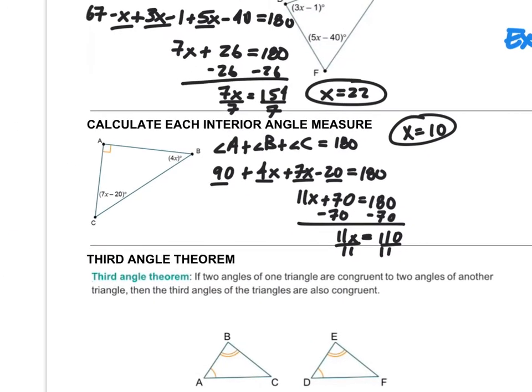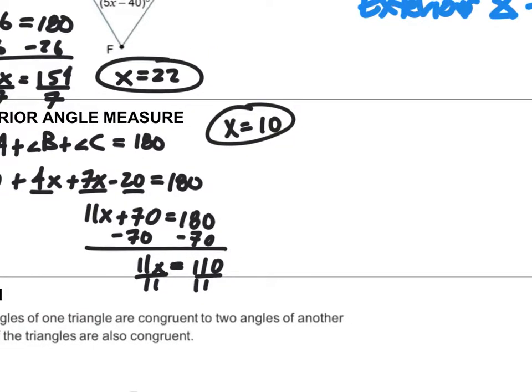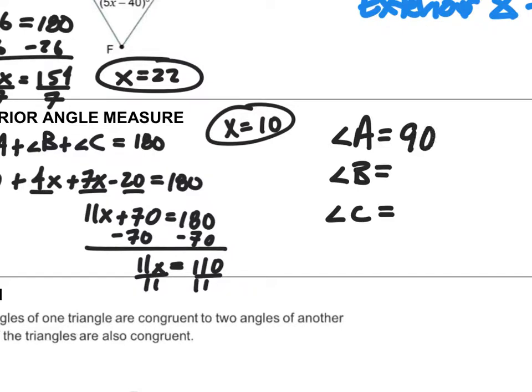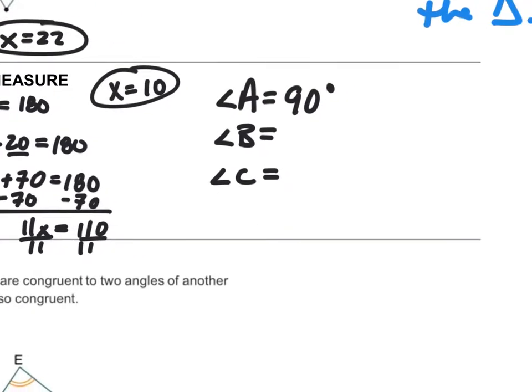So if it's asking for the interior angle measures, it's asking for these angle measures here. Let me write this out here. We've got angle A is equal to whatever it is, angle B is equal to whatever, and then angle C, okay? Angle A we already know is 90 degrees because it has that symbol for a right angle. Angle B has a value of 4x, so I'm going to plug in 10 for x, and that's going to give me a value of 40 degrees.